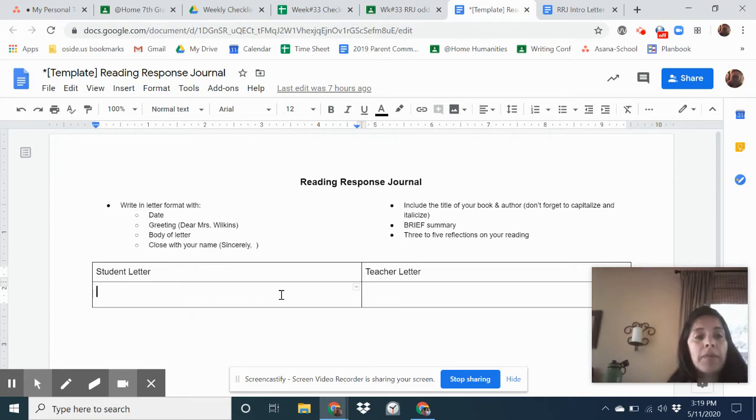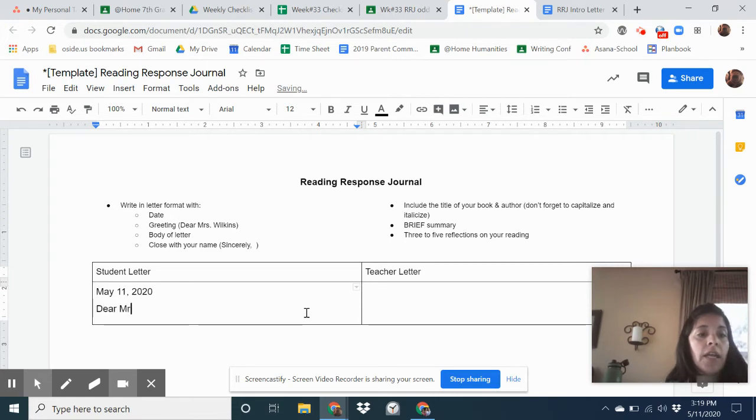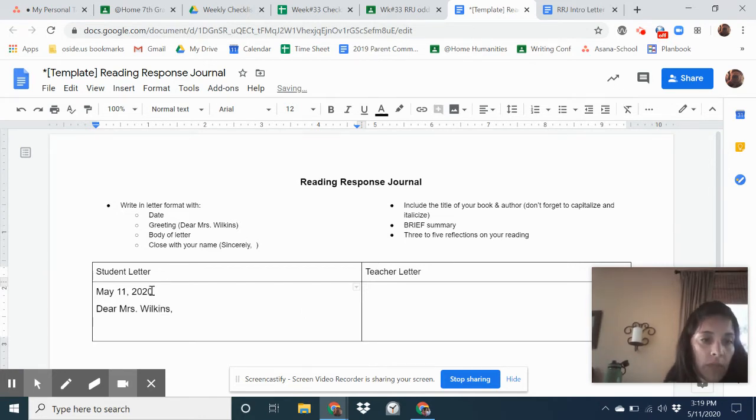and then your name. So in other words, let's say today is May 11th, 2020. Then you would go down here and write my name, Dear Mrs. Wilkins, and then you would put a comma, and then you would write your letter here. Do not forget that when you're writing a letter, you want to make sure that the date is left or right aligned. The rest of your letter is left aligned.